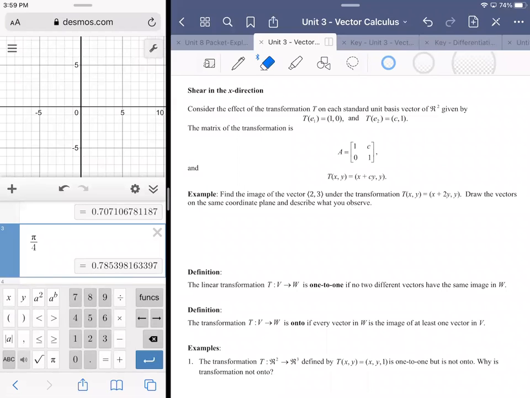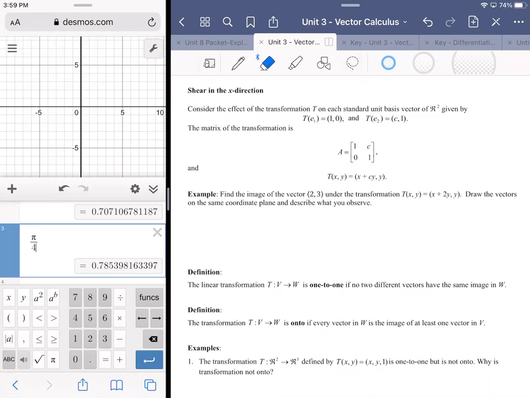So anyway, the transformation T on the standard unit vector, or I'm sorry, basis vector in R2, given by these two columns, the matrix transformation gives you 1, 0, c, 1. But what that's really telling us is the same thing as T of (x, y) is equal to (x + cy, y). So this one I think is a little bit better to show in action than it is to explain what's actually happening, because the concept is a little weird, but when you see it, it makes perfect sense.